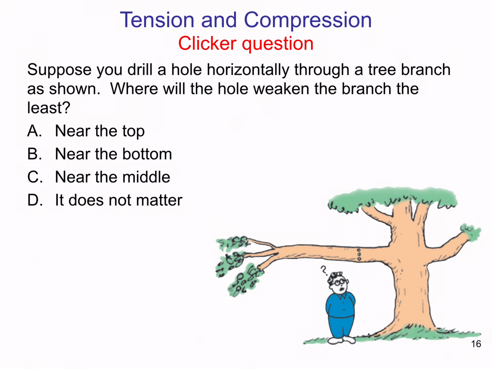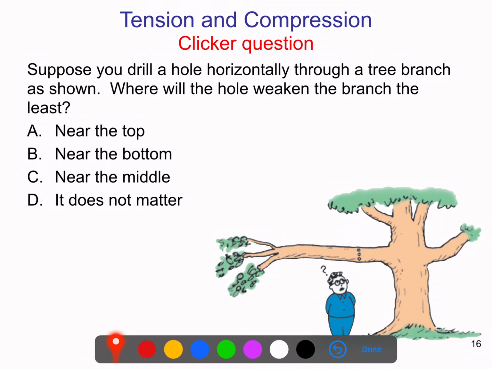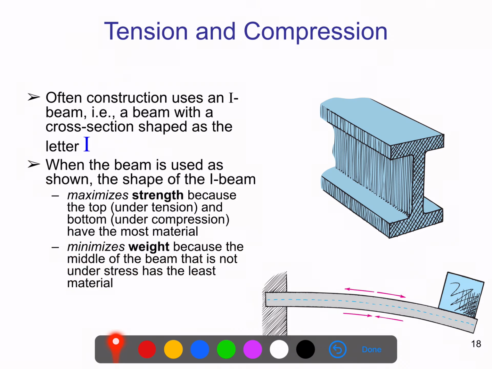Okay. Now, if you think about it in 3 dimensions, then here's a thought experiment for you. I'm not sure why you'd want to do this, but suppose you were to drill a set of 3 holes through a tree branch as indicated here. The question is, where will the tree branch remain the strongest? So go ahead and pause the video if you want to think about this clicker question, but I'm just going to direct you back to this cartoon here where you can see that there is tension happening here.